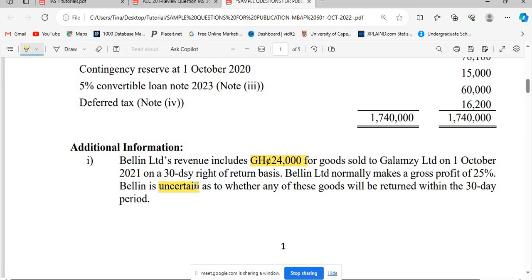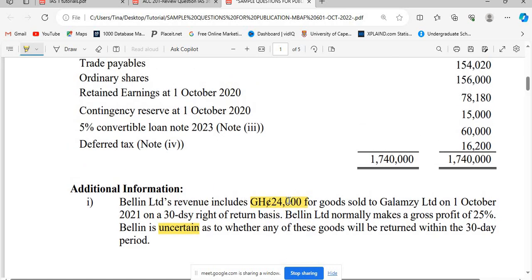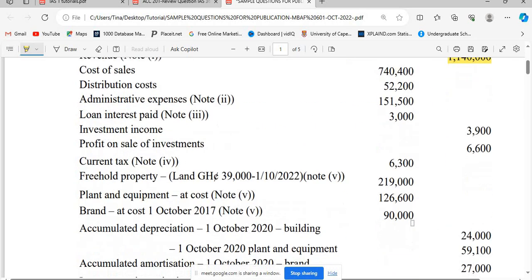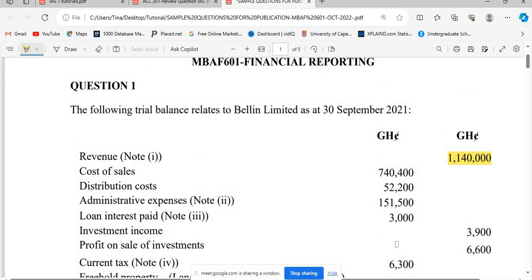So let's get it straight. Galamsey has the right within that 30 days. Berlin has an obligation to refund the money to Galamsey. So the right thing to do by Berlin is to fully record the revenue after the 30 days. But now, the money has already been received. So the right treatment for this transaction is to exclude the 24,000 from the total revenue, so we have 1,140,000. Is that okay? All right.